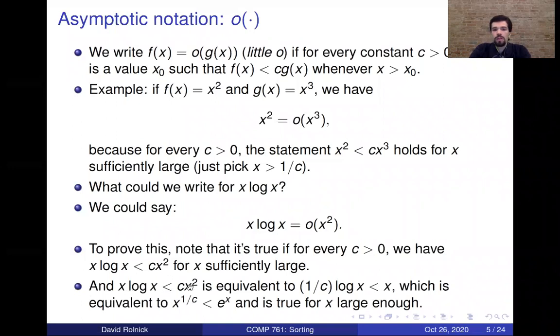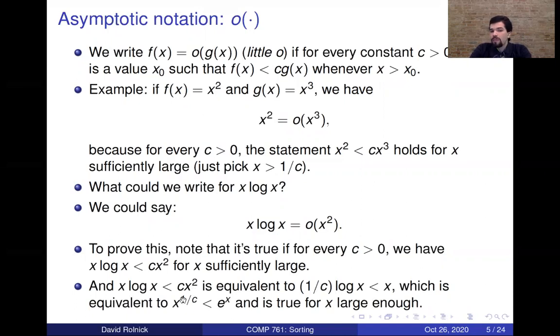Now, we can rearrange this to be just 1 over c log x is less than x. This is an equivalent statement. And this is an equivalent statement: x to the 1 over c is less than e to the x. And this is true for x large enough.